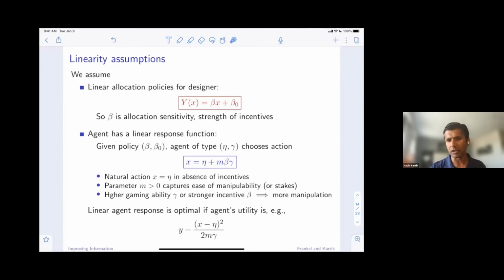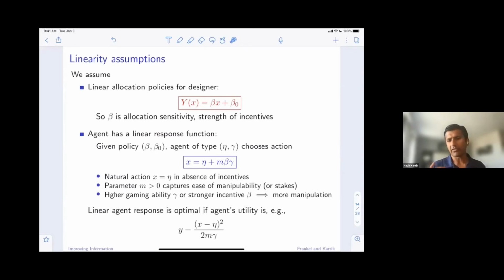Okay, the parameter m is going to be a parameter that we're going to use. It's not going to play much of a role until we do comparative statics, so you can essentially put it in the background, but it's just going to be some positive parameter that's going to capture how easy it is for the agent to manipulate her data. You can also think about this as sort of a global parameter of stakes about how important the decision problem is for the agent.